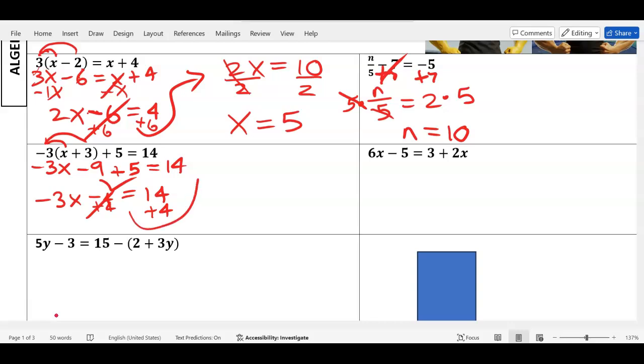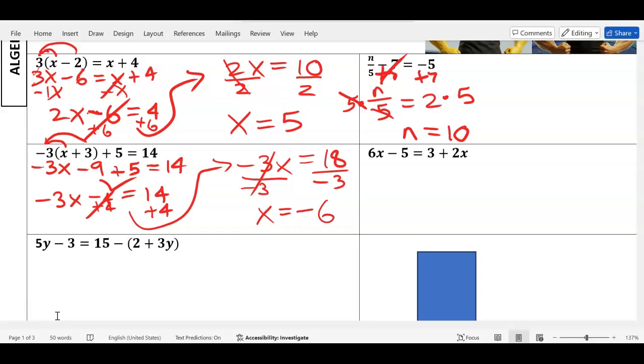All right, and then negative 3x equals 14 plus 4 is 18. And then last step, to get rid of any number in front of x, even if it's a negative number, we divide by that exact same number. X equals 18 divided by -3, -6.